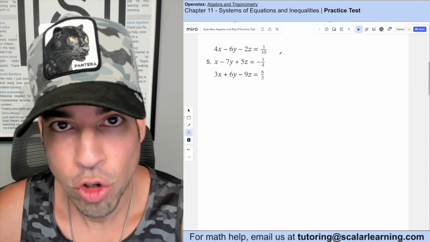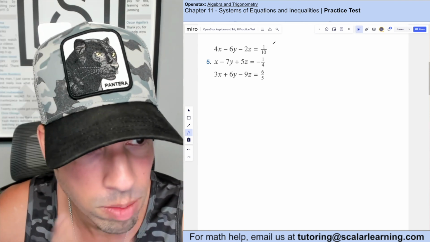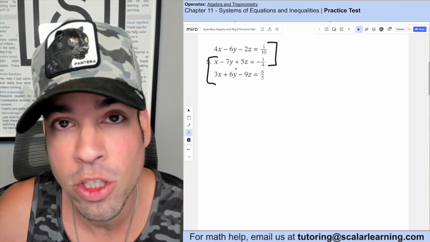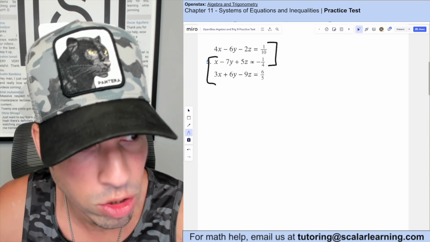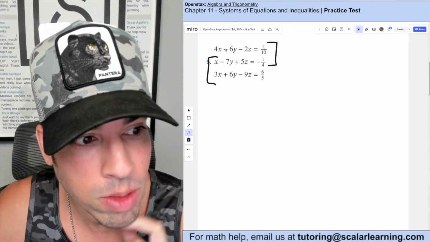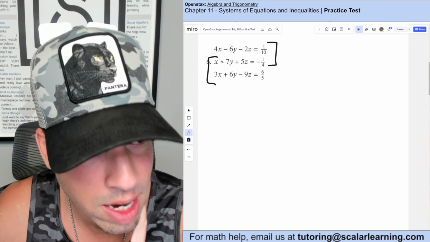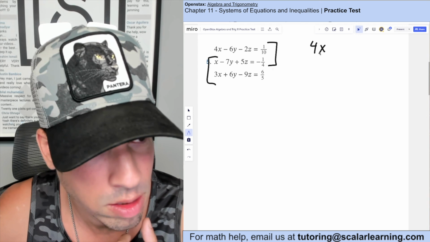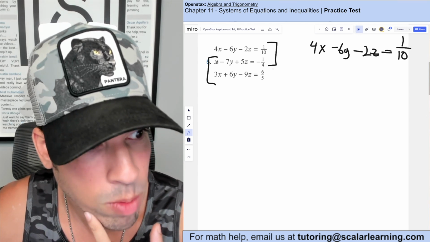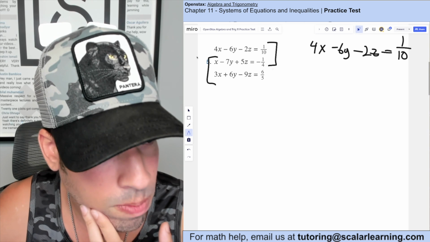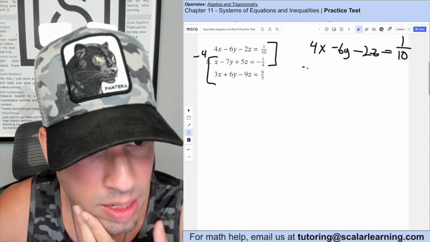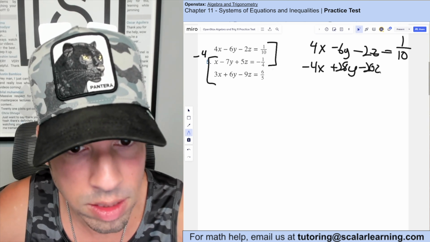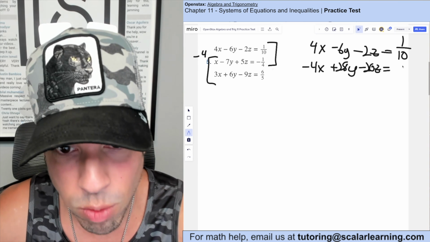Done. So for this triple system, I'm going to solve with a little bit of substitution. The way I like to start these is I group these two together and these two together, and then I'm going to choose a single variable to target and to eliminate. So I'm looking at these, and I think it's going to be pretty easy to get rid of the x's. So for when I pair the first two together, I'm going to write the first one as is. And then since I want to get rid of the x's, I'm going to multiply the second one by negative 4. We get negative 4x plus 28y minus 20z is equal to negative 4 times negative 1/4, which is positive 1.